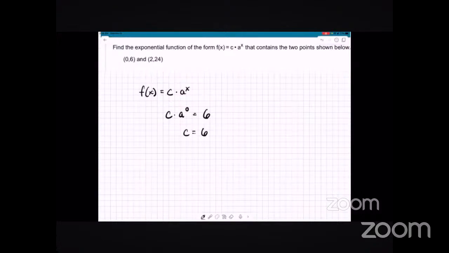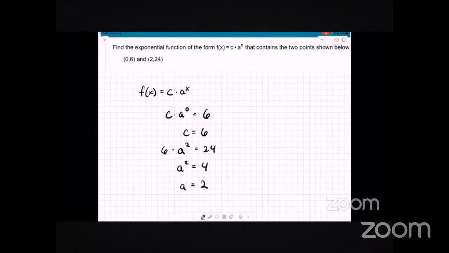Then it also gives us that when x is 2, y is 24. So let's plug that in. We said c was 6. We don't know a. We said x is 2, y was 24. If we use the inverse operation, divide both sides by 6, a squared equals 4. Take a square root. Normally it would be plus or minus, but a negative base for your exponent doesn't make sense in this context. So we're just going to take the positive result, positive 2.